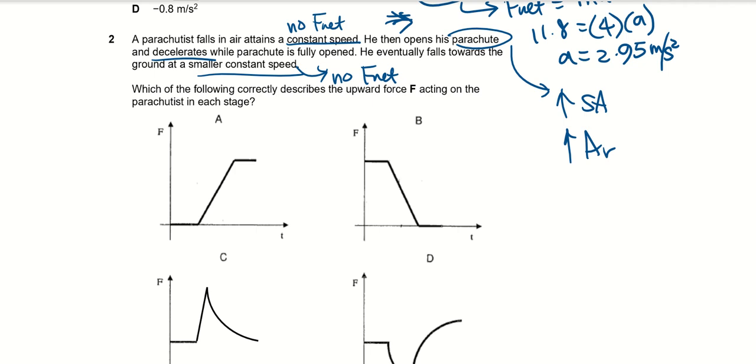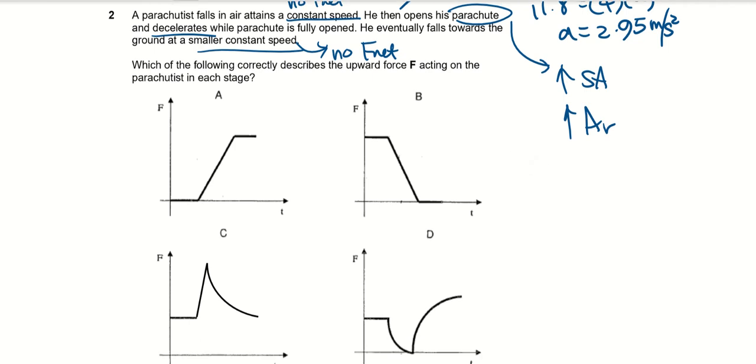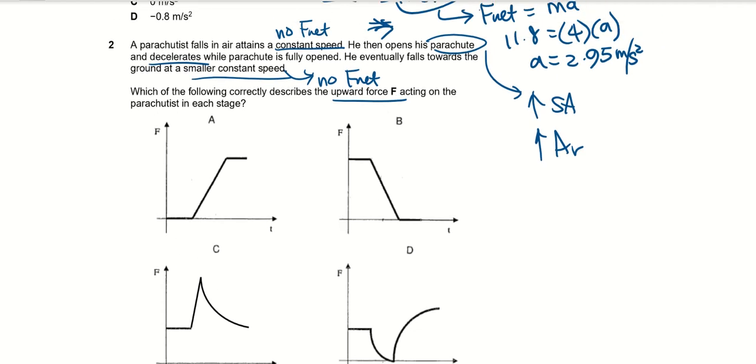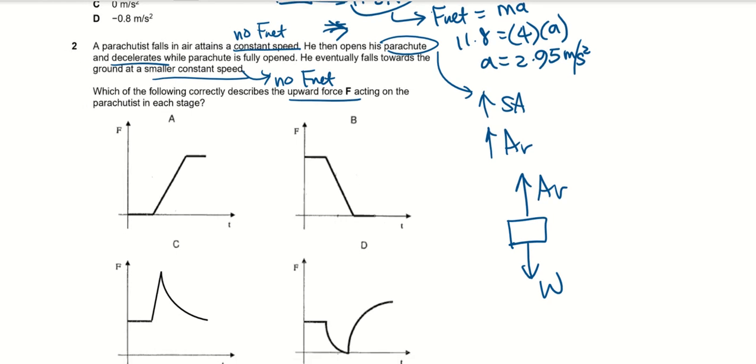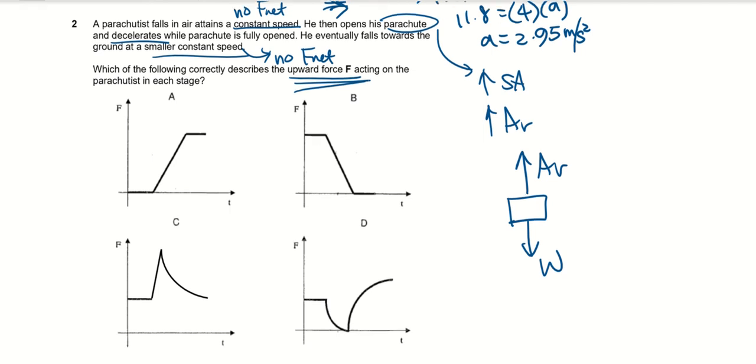Now, which of following stage correctly describes the upward force acting on the parachutist in each stage? So maybe I will need to draw a free body diagram. When he's falling, in the first part, he obtains constant speed, no F net. So the downward force is weight, and this is his air resistance. They are asking for the upward force. So there must be upward force because there's air resistance. So it cannot be A. So it's either B, C, or D.